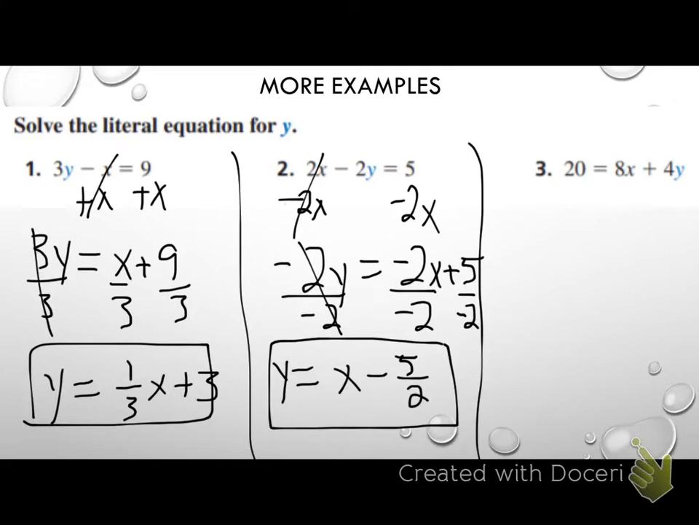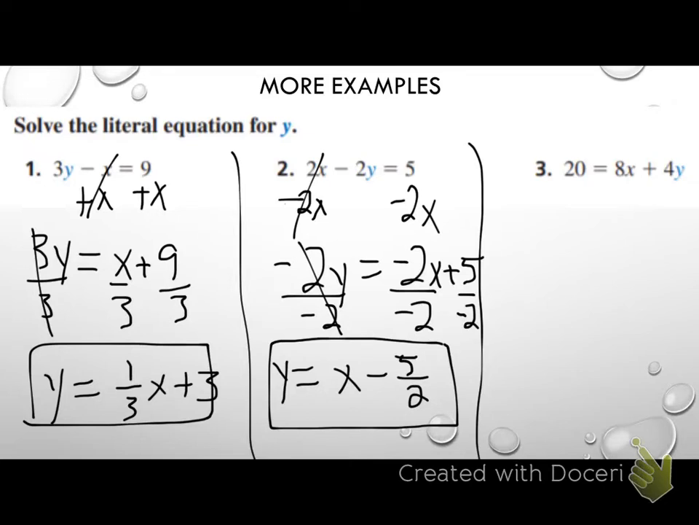Question? Why would it be subtract? Yeah, 5 over 2. Oh, because it's a positive 5 being divided by a negative 2, right? Positive divided by a negative gives me a negative. So I just made my whole fraction negative. Okay. Any other questions on number 2? Am I good to move on to number 3?